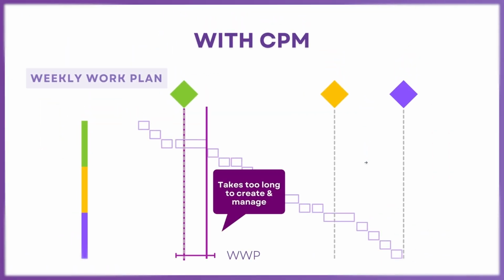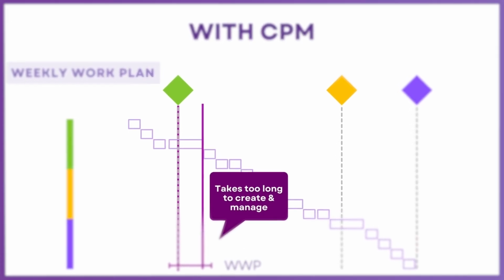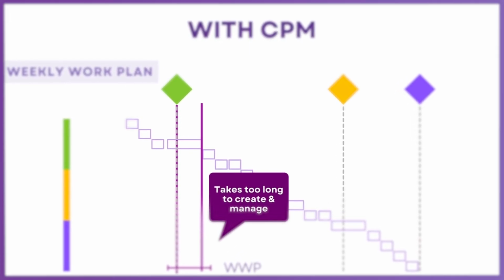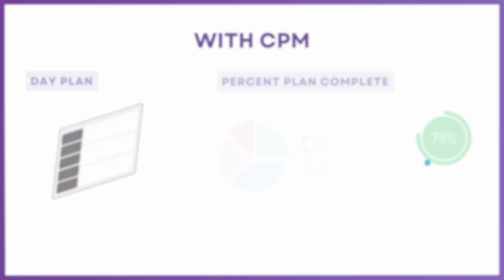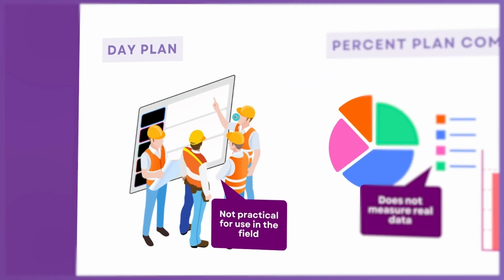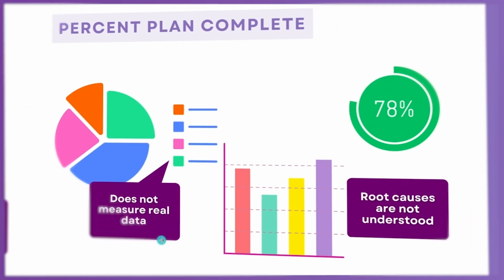Weekly work plans are interesting. Everybody who's tried to implement Last Planner with CPM knows what I'm talking about is true, that you're going to typically go ask all of your trades, hey, create your weekly work plan, then we'll aggregate that, then we'll update the CPM. It literally takes countless hours to do this, and it's a complete waste of time, and then it just becomes a guess, and we're not vertically aligned to milestones. It's an absolute nightmare. Also, when you're using CPM, the day plan does not align with the schedule, and they're not able to measure real data, and root causes are not understood from a percent plan complete standpoint.